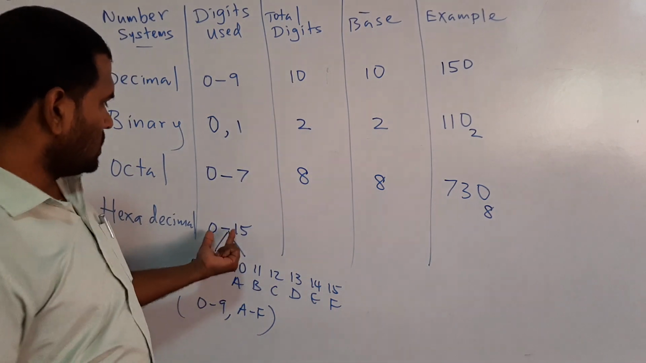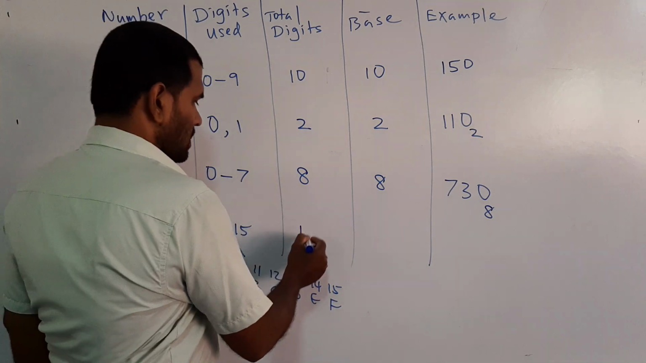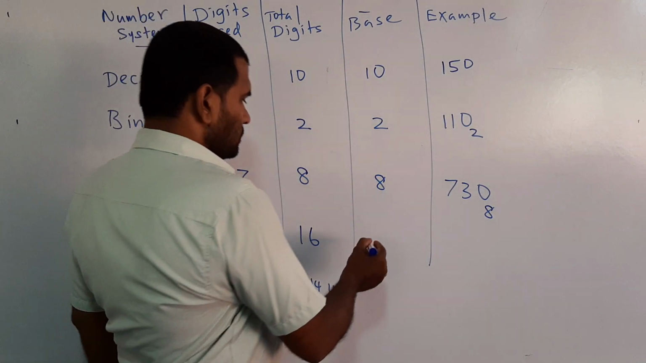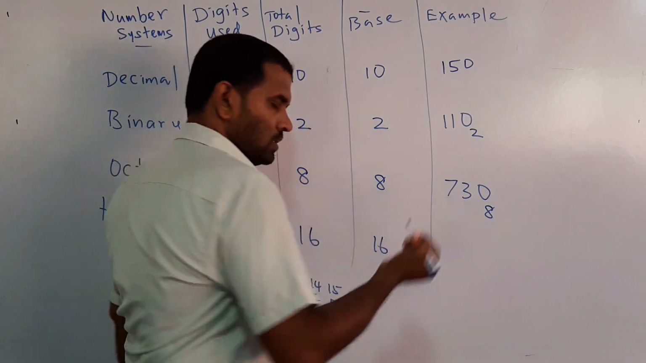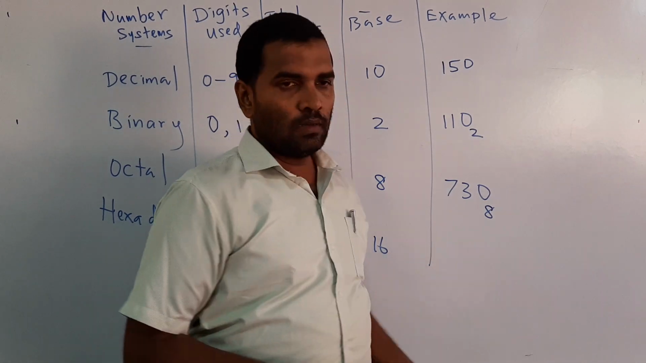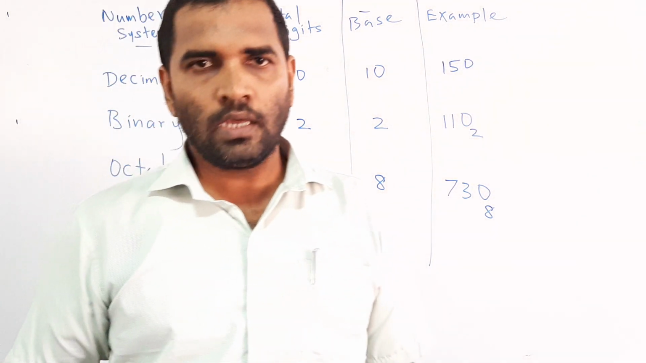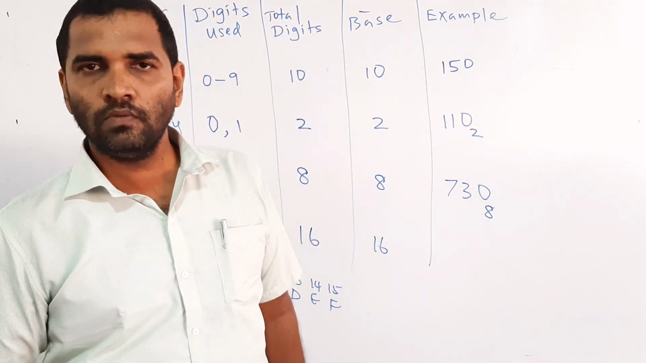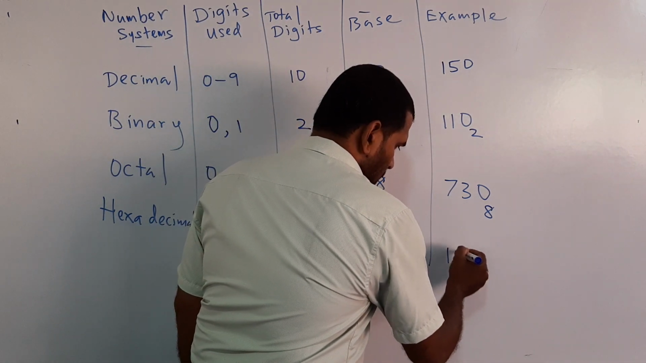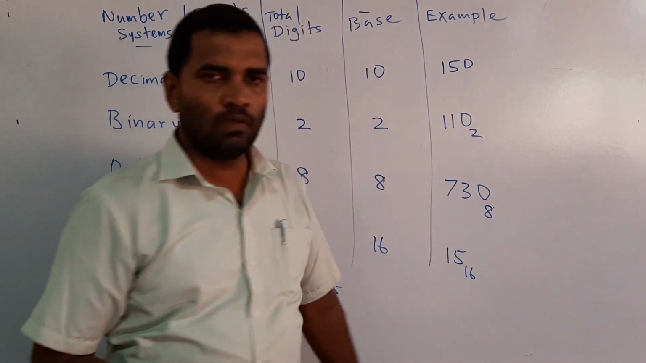Total digits, it's very simple, 0 to 15, so definitely it is 16. Base value should be equal to this one, it is also 16. Here also, next one example. For example, I can write in different forms. Even, look at them, 1, 5, base 16.